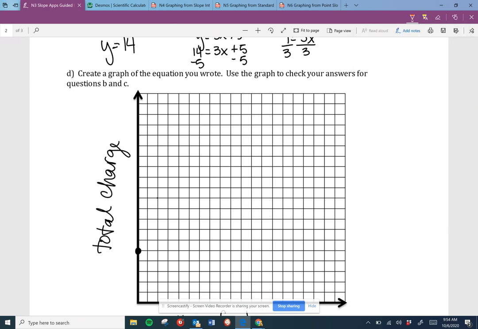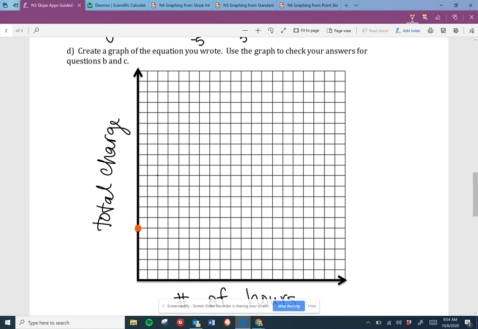So after the first hour, I pay $3 more. Second hour, $3 more. So I'm just going to keep going. For every hour that I go to the right, I have to go up $3 in my total charge, just like this. Okay. So I'll go ahead and connect those. Good, right? So here we have some additional situations.